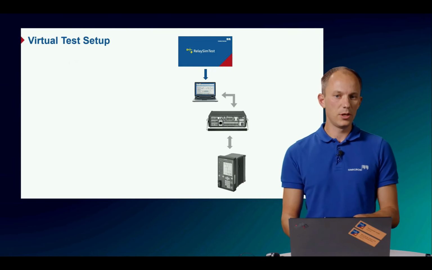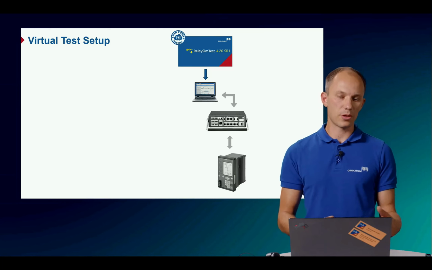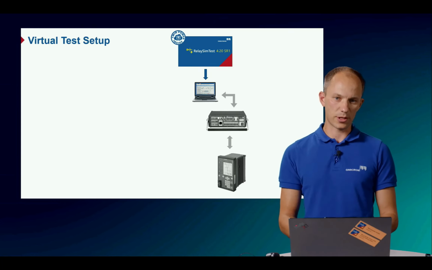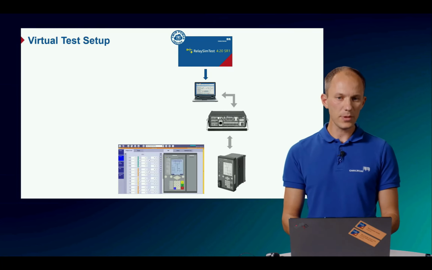What you need instead is Relay SIMTest version 4.20, so the newest version, where we offer the possibility to connect to the CPROTECT digital twin. And of course, you need the digital twin running in the cloud. And then we establish a connection via this API to the digital twin and interact with the digital twin.